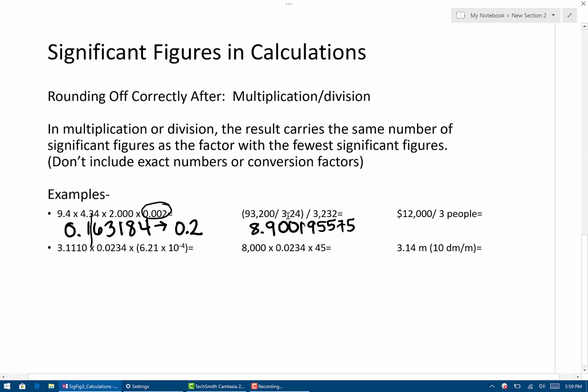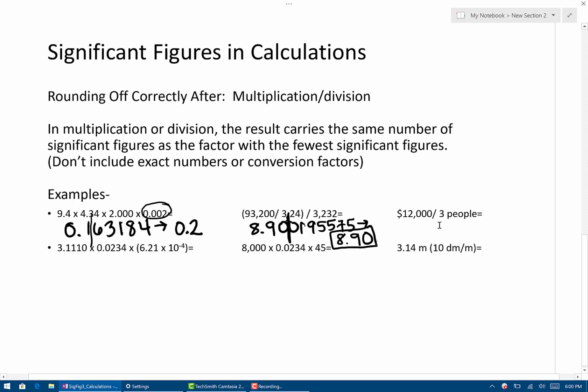Okay. We need to go through and figure out the sig figs of each factor in our calculation. So this 93,200 has 3 significant figures, 3.24 also has 3 significant figures, and 3,232 has 4 significant figures. And so we are limited by our 3 significant figures. So 1, 2, 3. We got a cutoff here. The number after our cutoff point is a 0. Okay. So we don't have to round up. We could leave it as it is. So this becomes 8.90 would be the correct answer there.